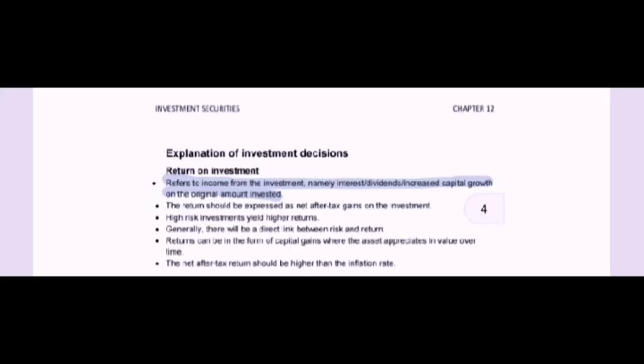As I was saying, we are talking about the return on investment. It refers to income from the investment, namely interest on the original amount invested. Now we move to another one, investment period. Before we move to investment period, we must know the risk of return on investment.